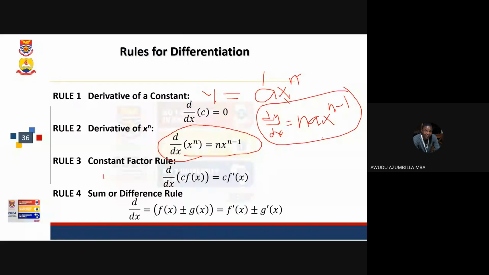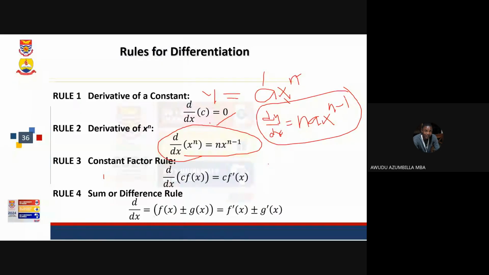We are going to look at a lot of examples on this rule, but you have to take note of it. This is the basic rule that you have to understand. When you understand this, the rest of the rules are not difficult. The rest of the rules are the same thing, you just apply them.